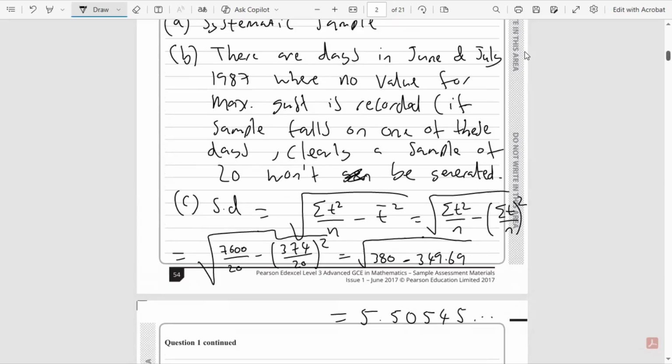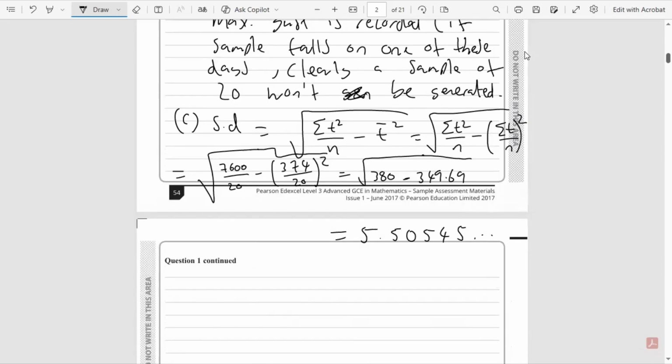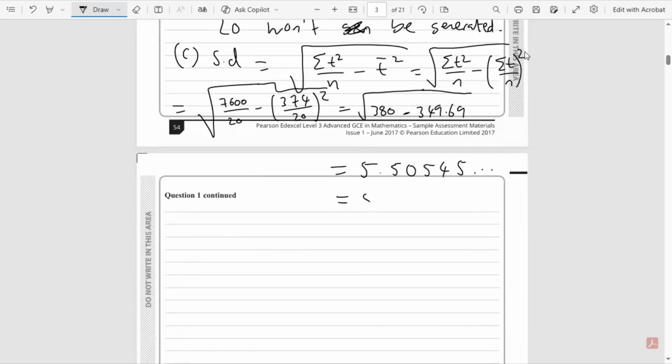Now, the question didn't ask for a specific number of sig figs. We can just give 3 sig figs. That's going to be fine. So 5.51 to 3 sig figs, and that's our answer there. Perfect. So hopefully that question does make sense. If you do have any questions, as always, drop a comment below, and I will try to help you out.